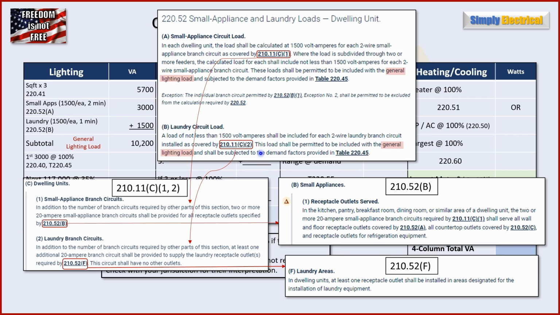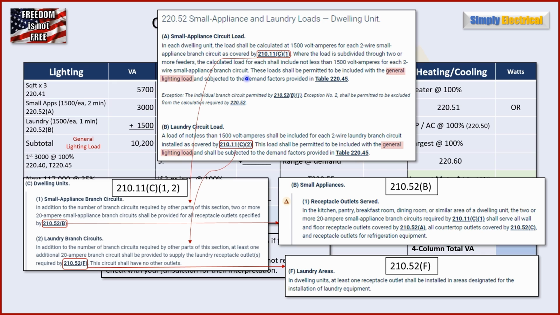So now back up to finish off this: where the load is subdivided through 2 or more feeders, the calculated load for each shall include not less than 1500 VA for each 2-wire small appliance branch circuit. Okay, so that's pretty easy to figure out what that's talking about. It's just saying that if you have, say, a panel and a sub panel, where one circuit is fed from one panel and one circuit is fed from the other panel, you still have to make sure that each one is given 1500 VA for the small appliance branch circuit.